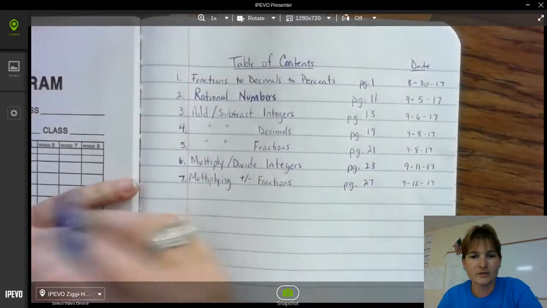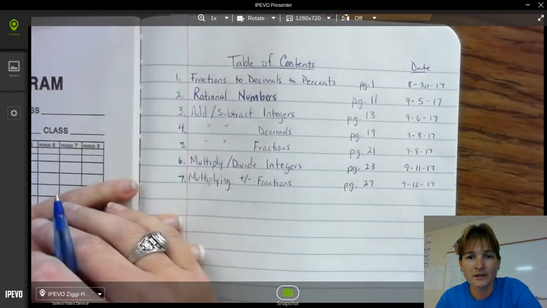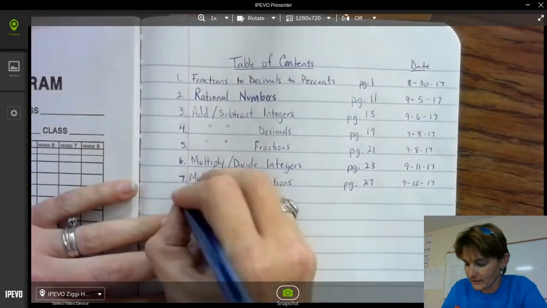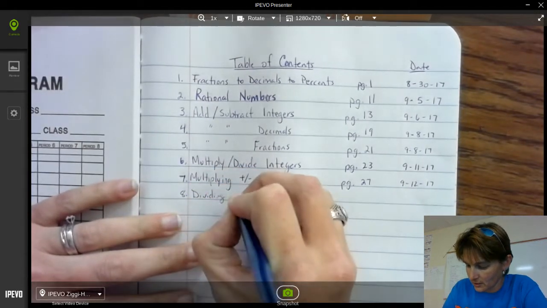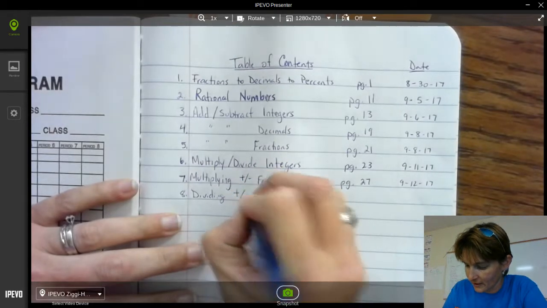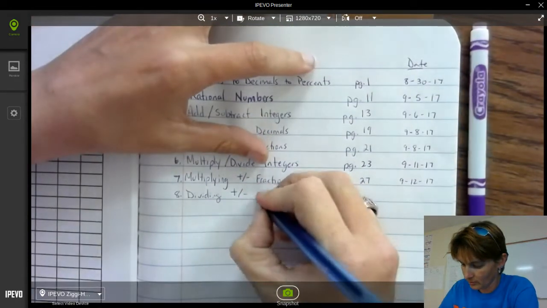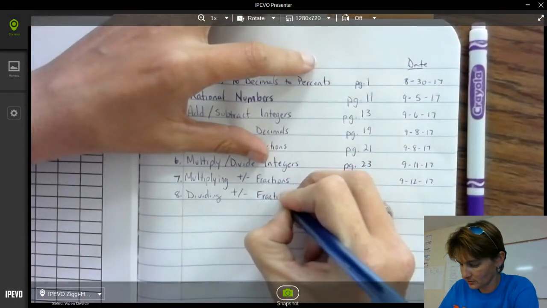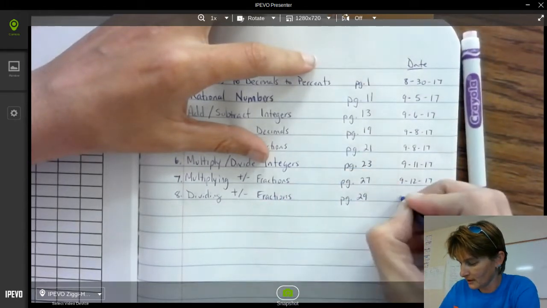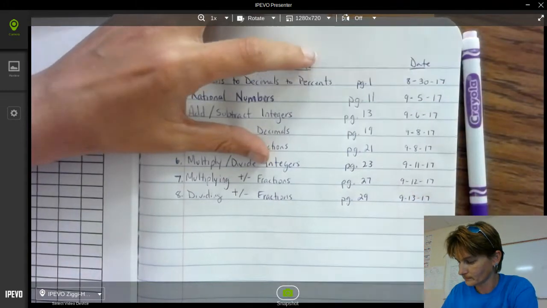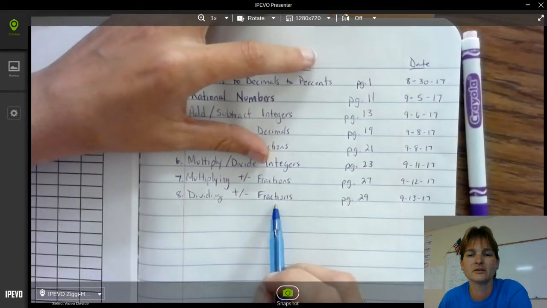Okay, so yesterday we talked about multiplying positive and negative fractions, or simply multiplying fractions, and how to do that. Today we are going to talk about dividing your fractions, positive and negative, eventually. Okay, so fractions. We are going to just continue where we left off on page 29. Okay, dividing positive and negative fractions.